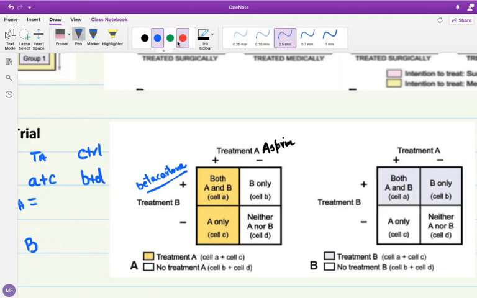Alright, and for treatment B, the story would be different. In this case, let me change the color. For evaluation of treatment B, we say A plus B, and in control we evaluate C plus D. C plus D is the control for treatment A. So A plus B will be compared with C plus D to measure the effect of treatment B. Okay, so this kind of approach is called factorial design.